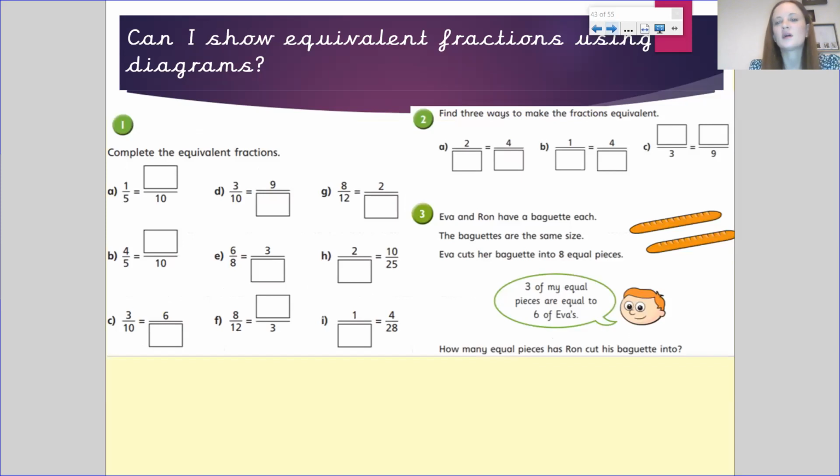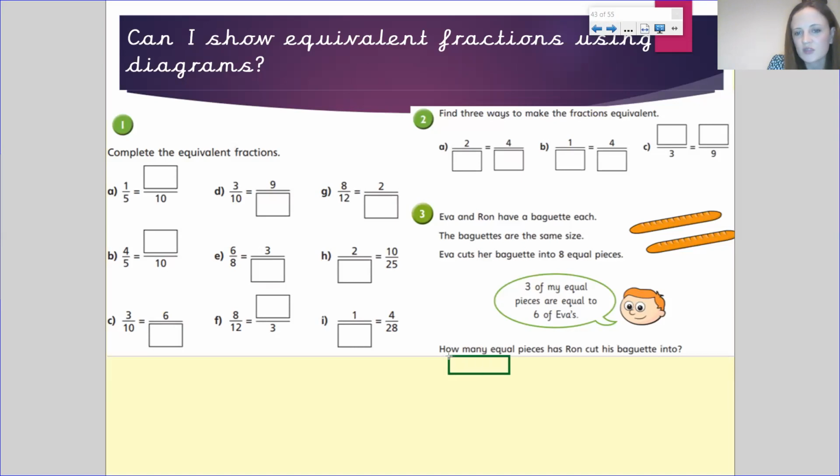Right, our independent work today is the following. You are going to complete the equivalent fractions that have been given to you there. You're also going to then find 3 ways to make the equivalent fractions. And then Eva and Ron have a baguette each. The baguettes are the same size. Eva cuts her baguette into 8 equal pieces. It may be quite useful at this point to draw your baguette.